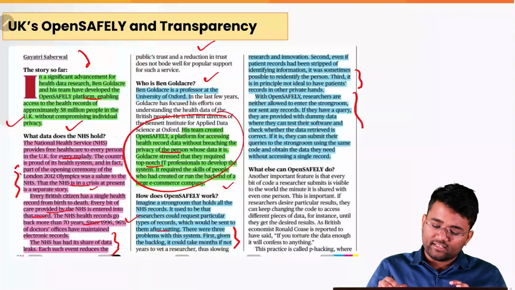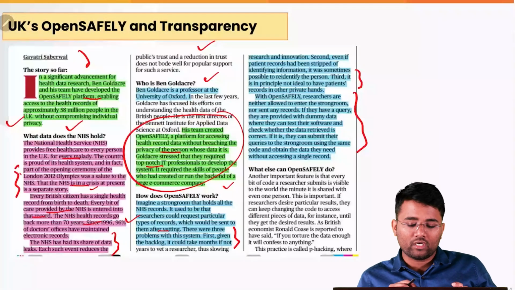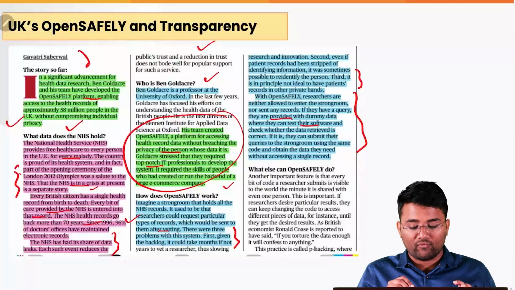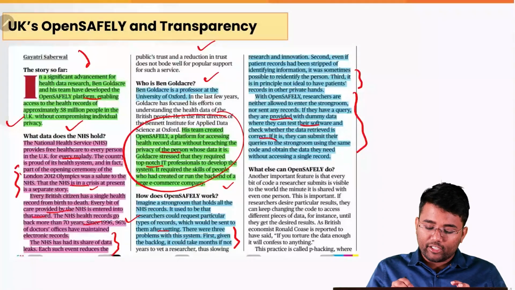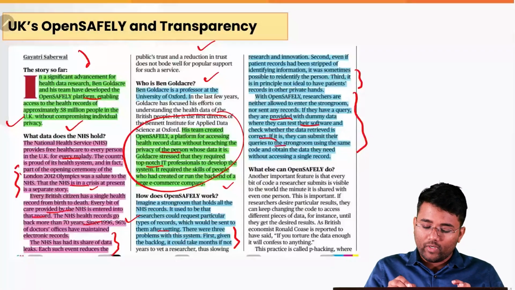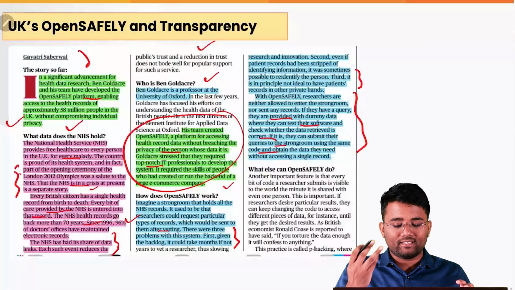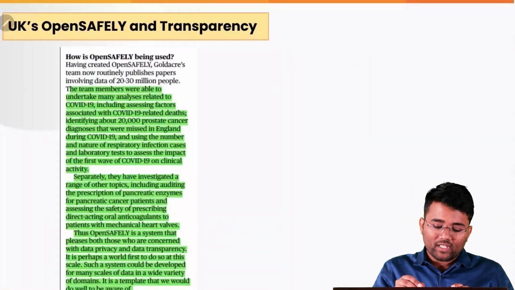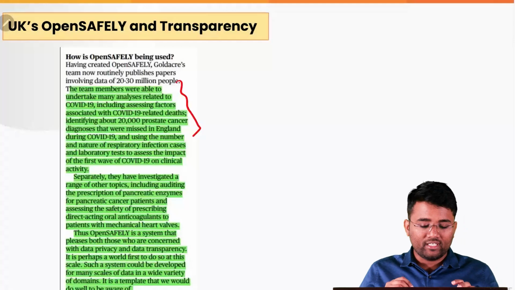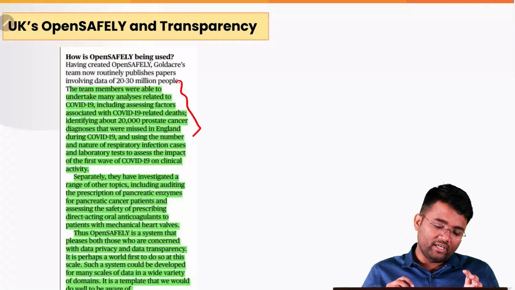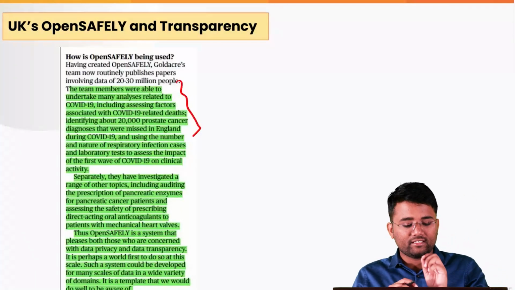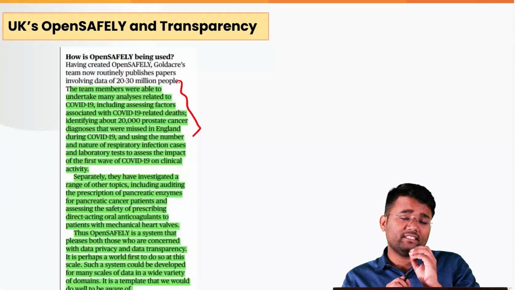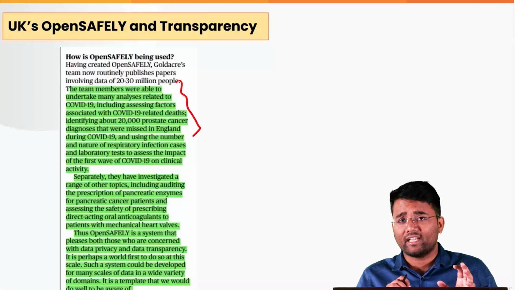With OpenSAFELY, researchers are neither allowed to enter the strong room nor send any record. If they have a query, they are provided with dummy data where they can test their software and check whether the data retrieved is correct. They can then submit their queries to the strong room using the same code and obtain the data they need without accessing a single record. So the team members were able to undertake many analyses related to COVID-19, including the factors associated with deaths, and various other assessments with regard to prostate cancer, etc.